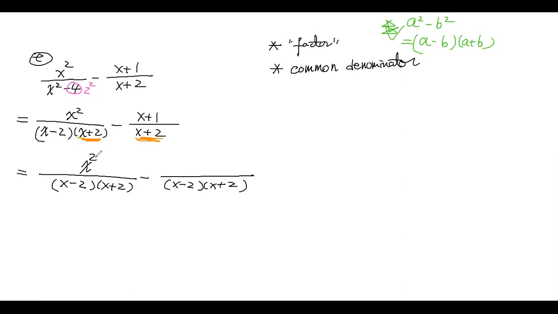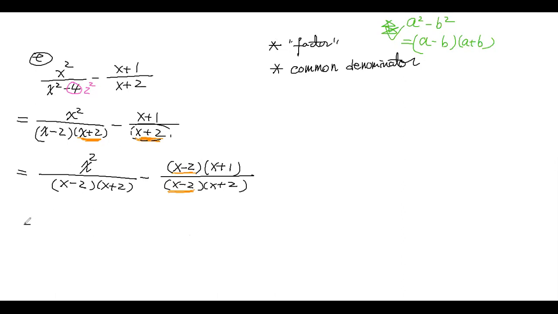So I say it's x squared. Then take a look at the second fraction. The original denominator is x plus 2. Now for the common denominator, I add x minus 2. So what I need to do here is multiply by x minus 2, and then times the original numerator, x plus 1. Did you see why I need to multiply? The original only has x plus 2, and now you add x minus 2, so you need to multiply by x minus 2 here.